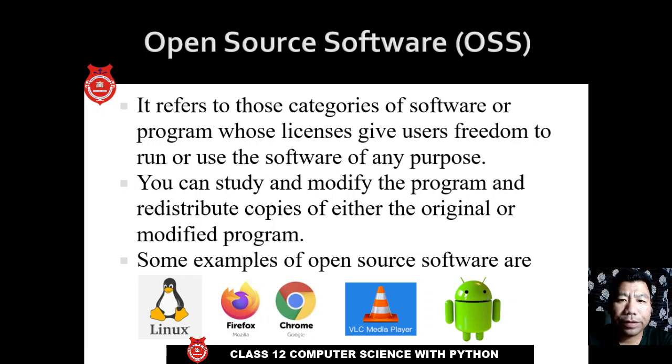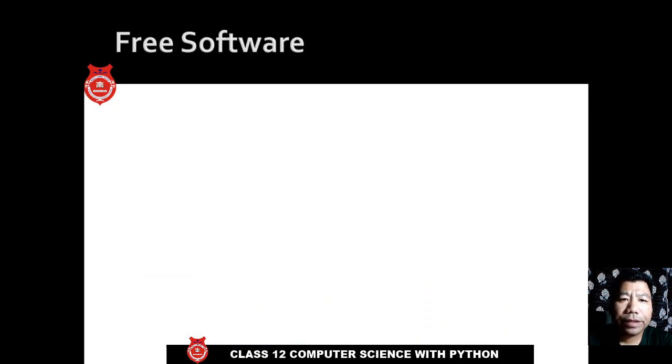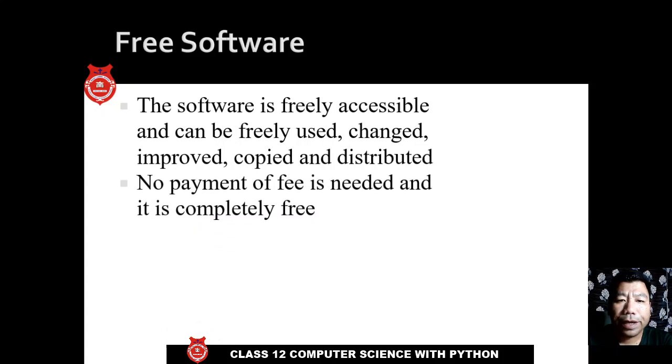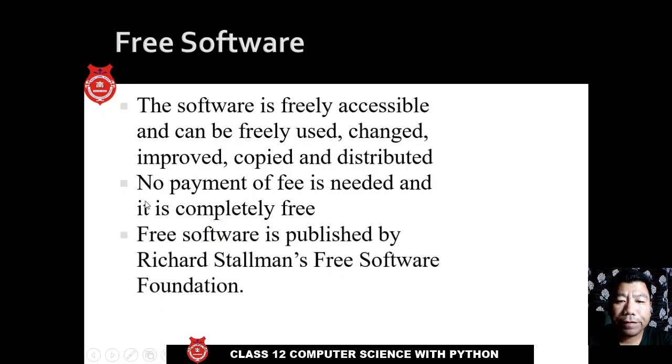All right, let's go to the next slide. The next slide is about free software. Free software is freely accessible and can be freely used, changed, improved, copied or redistributed, and no payment or fee is necessary. It is completely free, and this free software movement was started by Richard Stallman under the Free Software Foundation.